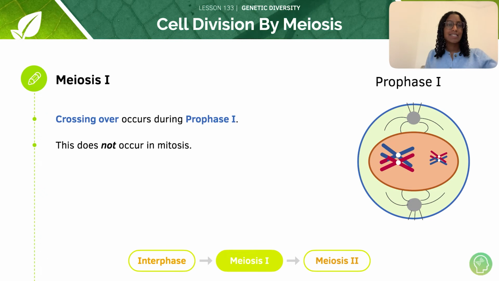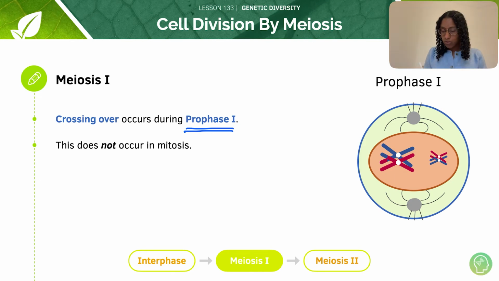So a process called crossing over occurs in meiosis I, and it occurs in prophase I specifically. Now, crossing over does not occur in mitosis, so this is one of the key differences between mitosis and meiosis. Now, crossing over is when the homologous pairs of chromosomes come together and they pair up, as you can see here. Then what happens is the chromatids twist around each other, so you can see they're slightly overlapping here. Chromatids twist around each other and bits of chromatids swap over.